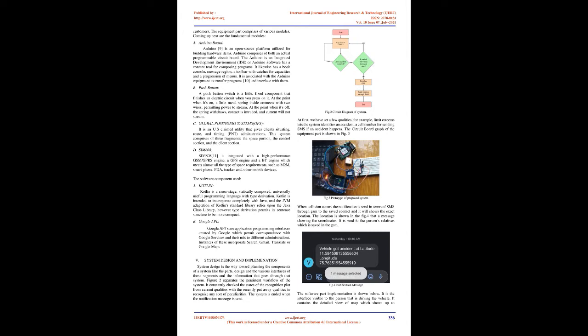4. System requirements. System requirements specification is a bunch of documentation that depicts the highlights of a system or programming application. It incorporates an assortment of components that endeavors to characterize the planned usefulness needed by the clients to fulfill their various customers. The equipment part comprises of various modules. Coming up next are the fundamental modules.